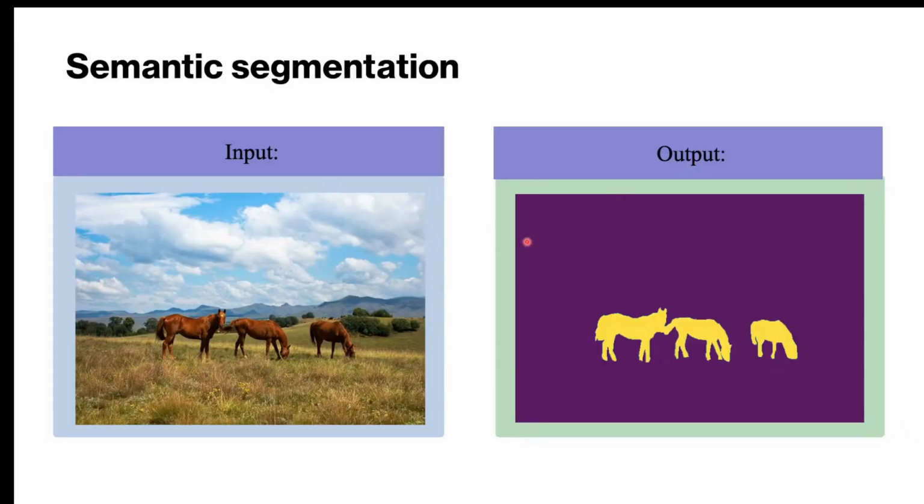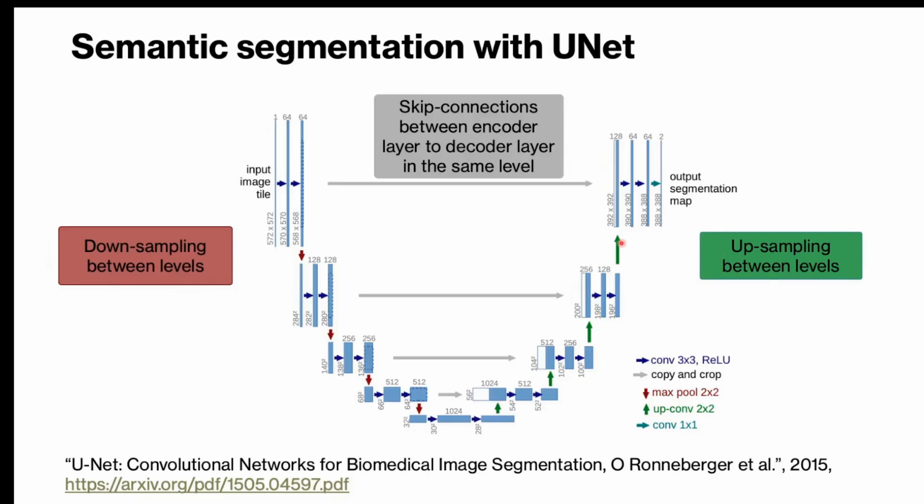And here is an example input and output of semantic segmentation. So given this input image, the semantic segmentation in this example is segmenting out all the horses and separating them from the background. One of the most popular neural network architectures for semantic segmentation is the UNet model.